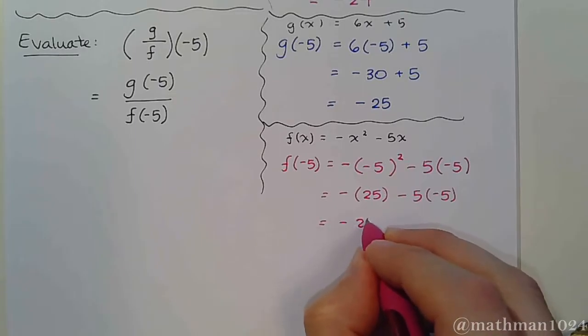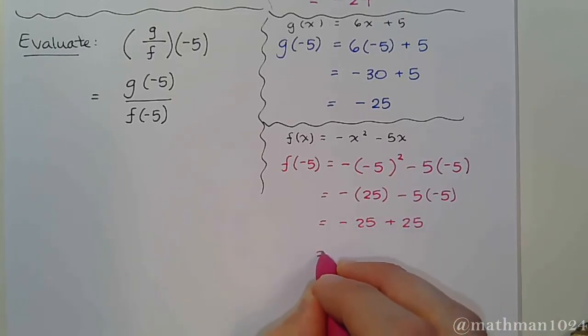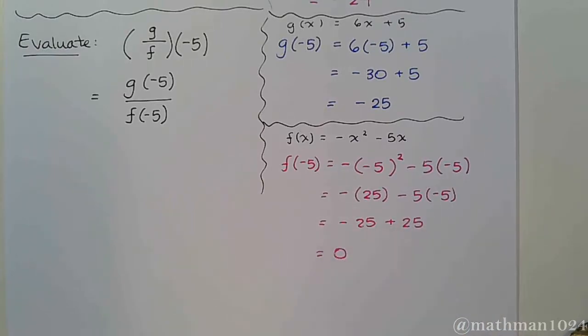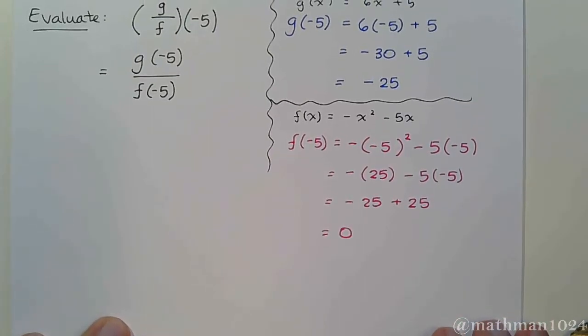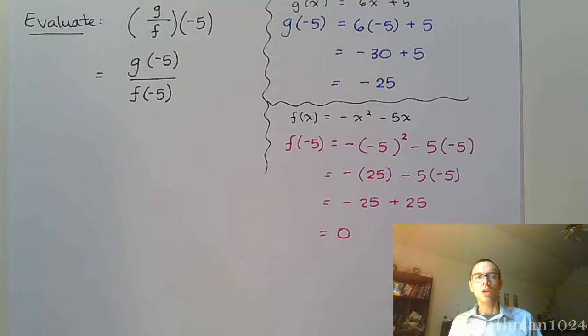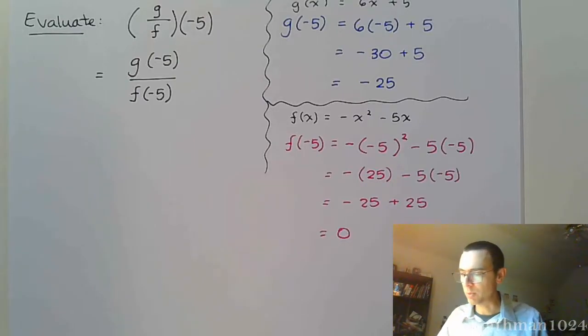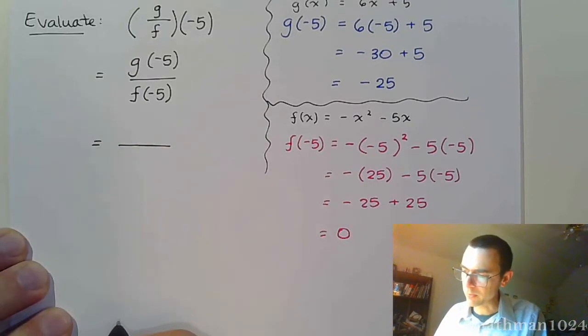So that's negative 25 plus 25, which now becomes 0. Right? Everything was going so well until then. Okay? Not that 0 is a bad number, but let's see what happens when we plug these guys in. Here's my fraction.